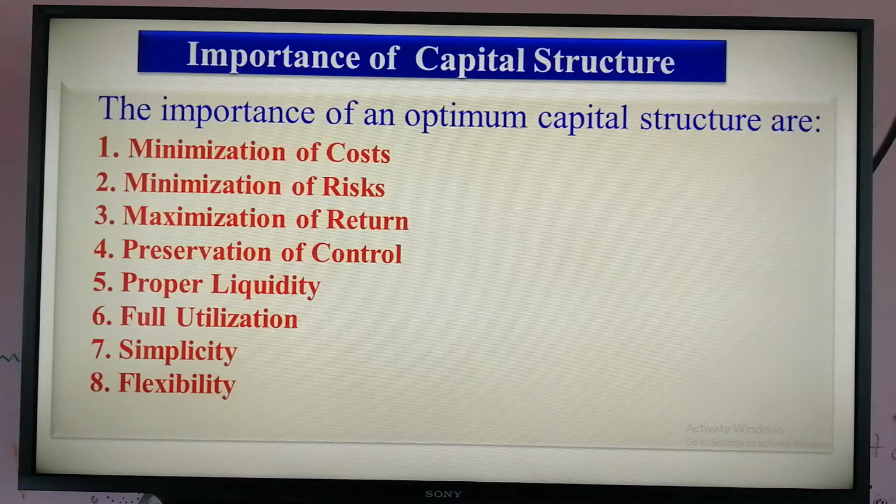Full utilization. Don't keep your money idle. Always remember, in order to maximize the return, you have to utilize all of your fund, either fixed or current. Don't keep any money or any penny idle. Simplicity. Capital structure is a simple method that can be understood by anyone, and it should be flexible.